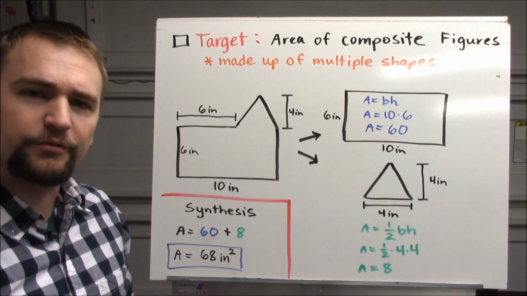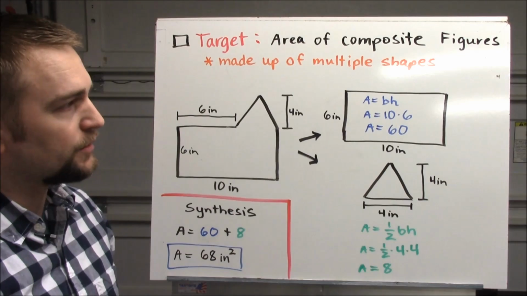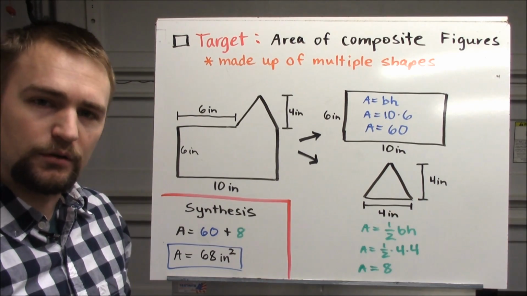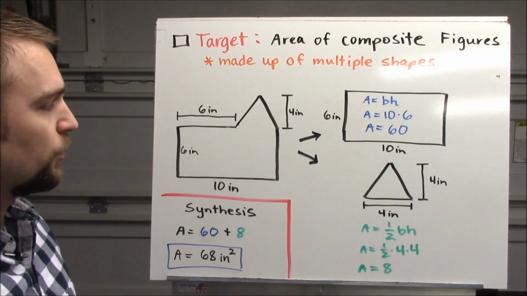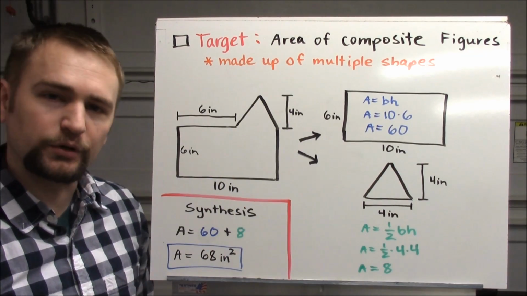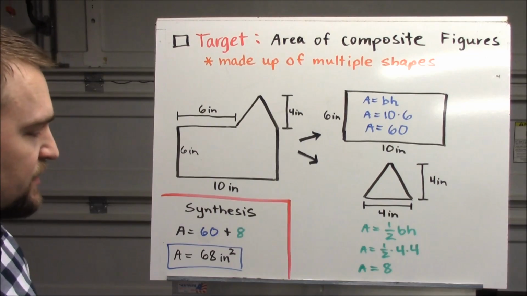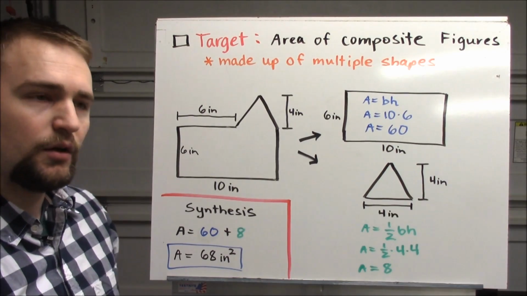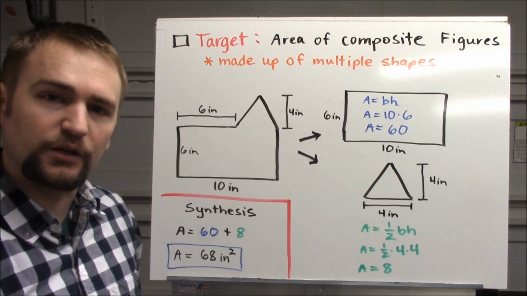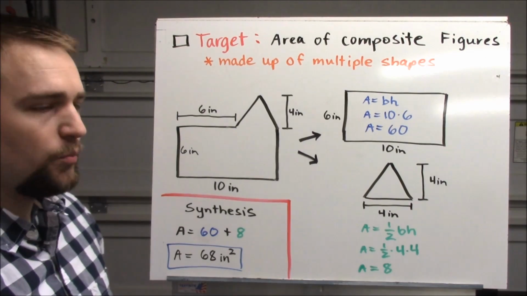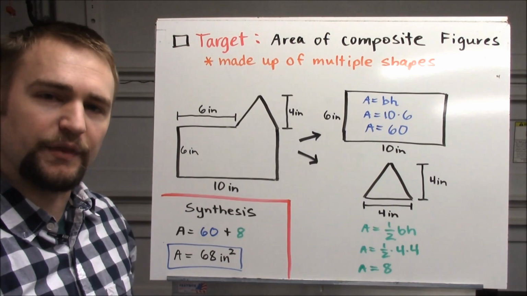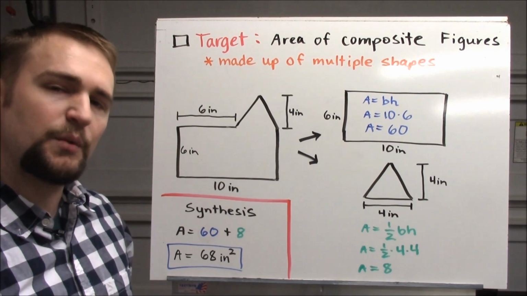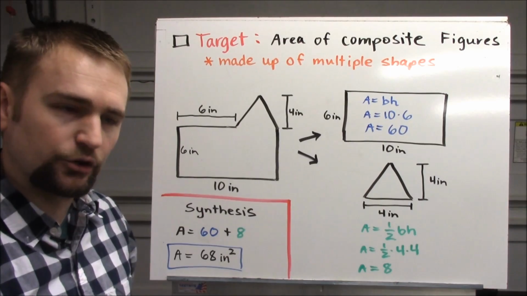So basically a composite figure is just a shape made up of other shapes and joined together. So we're going to look at this first one here. It's kind of a weird looking shape. As I look at this, I can see a triangle and a rectangle. What we're trying to do is pull out the shapes that we know, isolate them, find the area of them separately, and then join them back together.